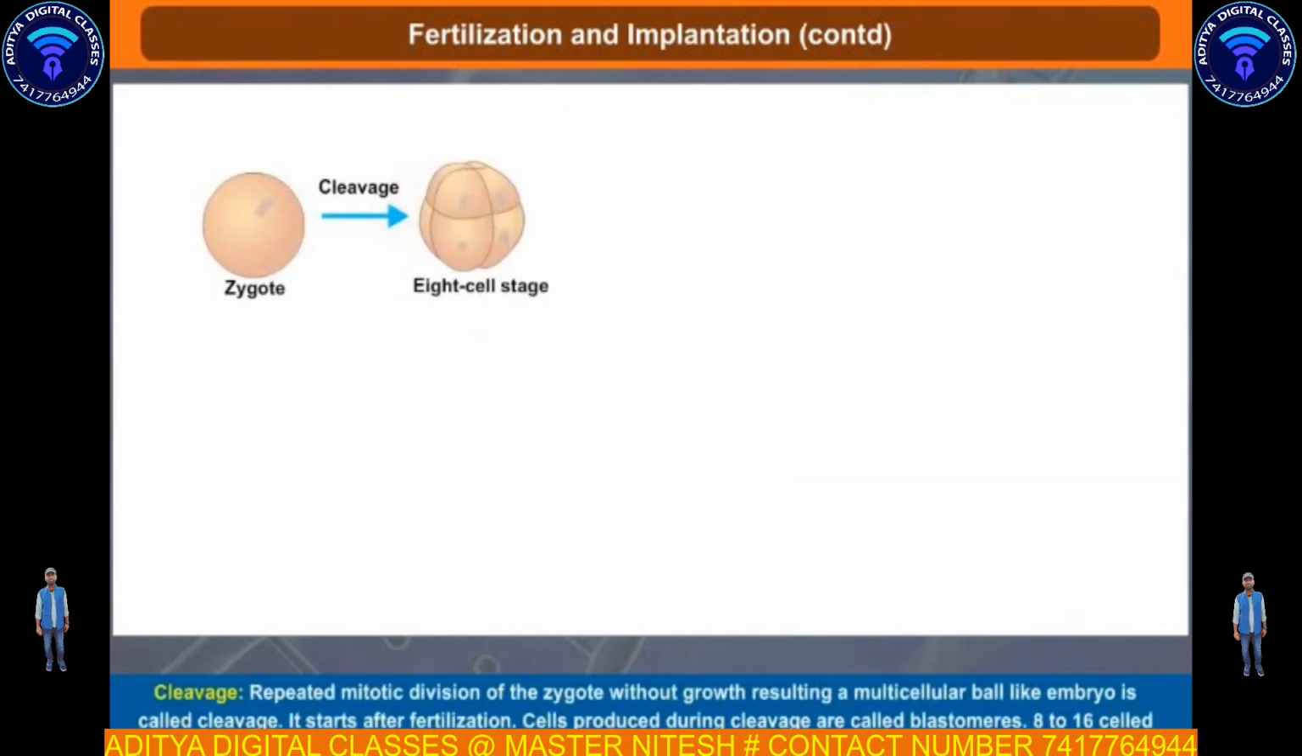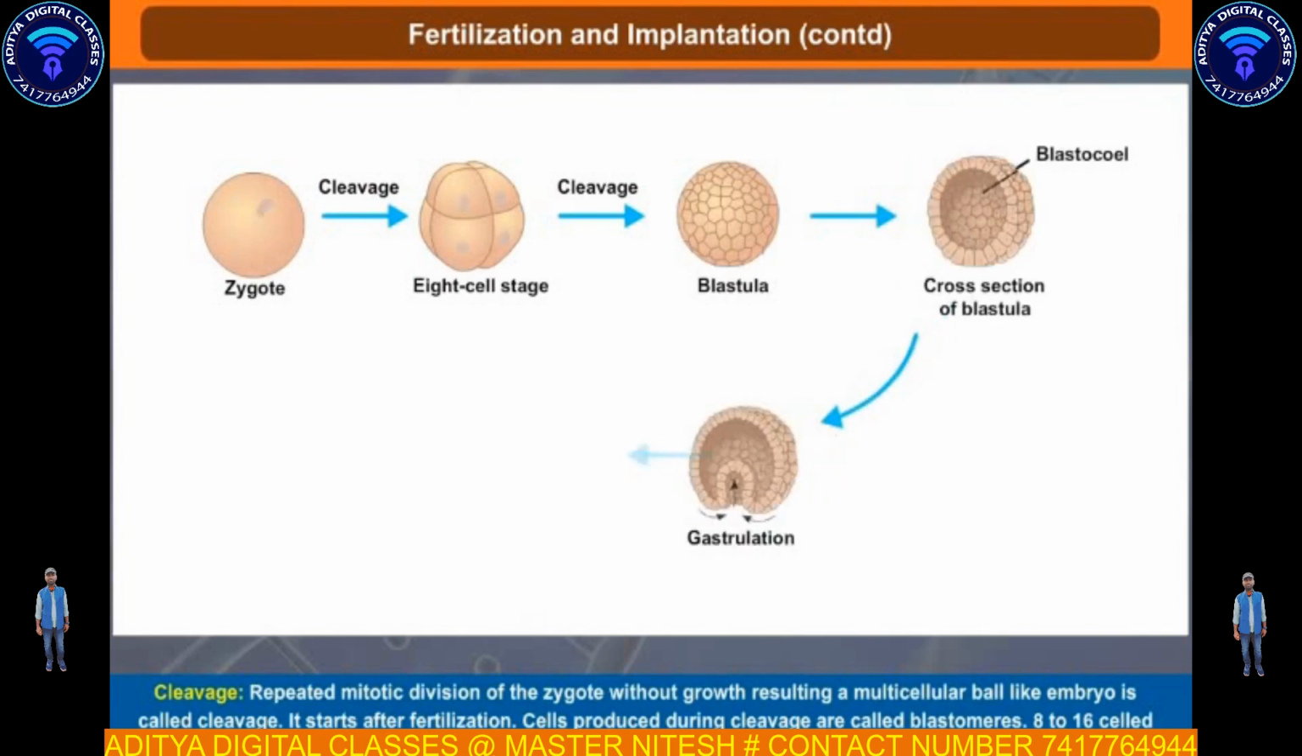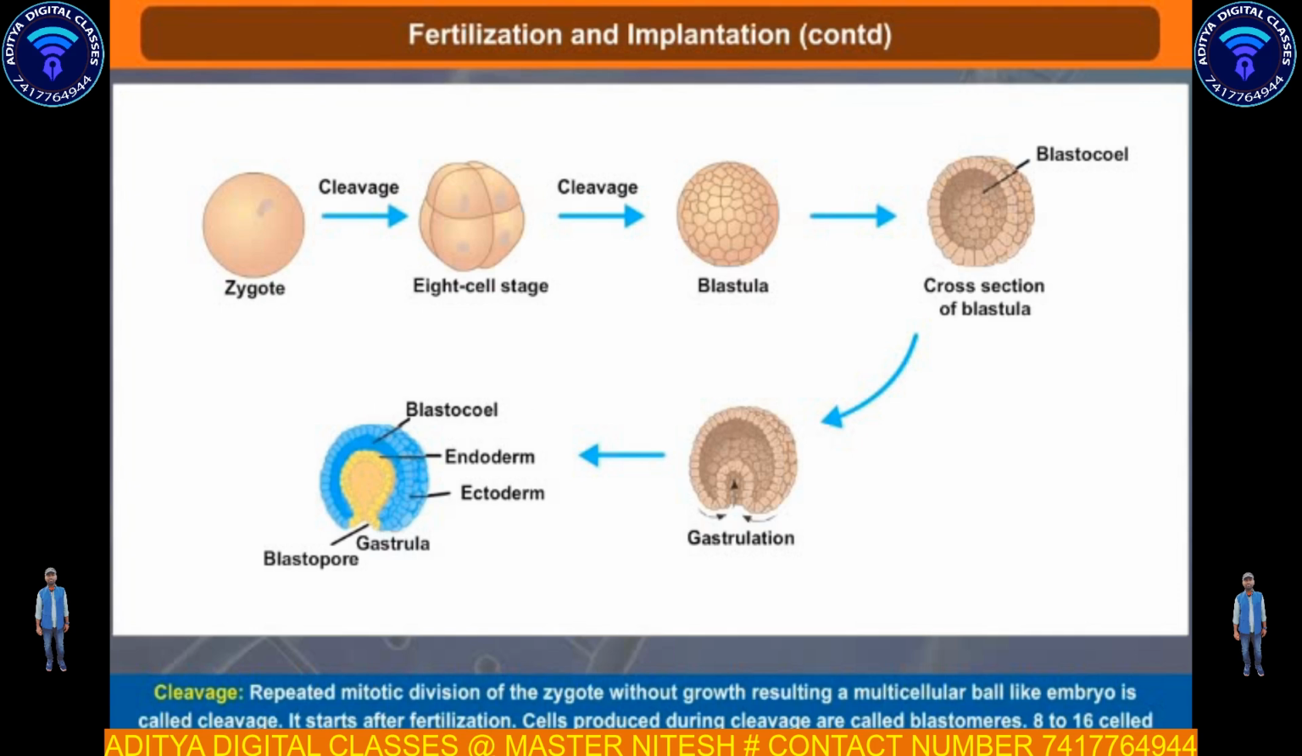Cleavage. Repeated mitotic division of the zygote without growth resulting in a multicellular ball-like embryo is called cleavage. It starts after fertilization. Cells produced during cleavage are called blastomeres. The 8 to 16 cell product is called morula, which continues to divide and grow and transforms into blastocyst.